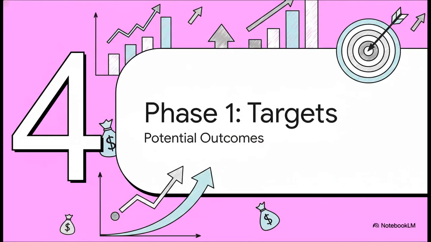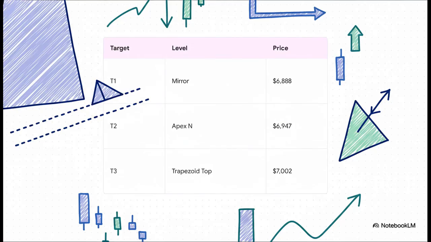All right, we've covered the entries and the risk. Now let's flip to the other side of the plan. This next section is all about the predefined exit targets. These are the potential outcomes that the model projects. This geometric structure actually defines three potential price targets. Target 1 is at what's called the mirror level, sitting at $6,888. Target 2, which is noted as a safe exit at Apex N, is at $6,947. And finally, Target 3, the full exit, is at the very top of the trapezoid at $7,002.